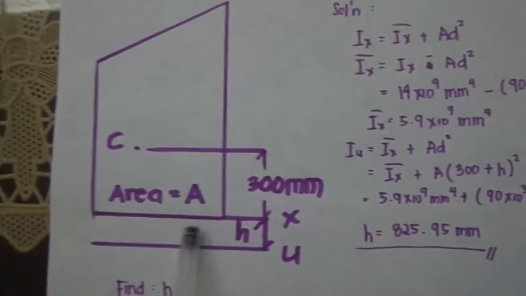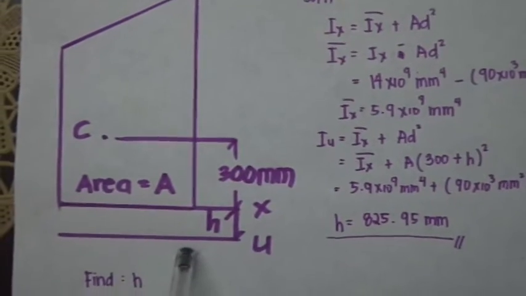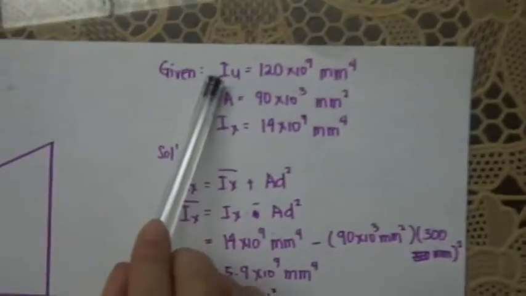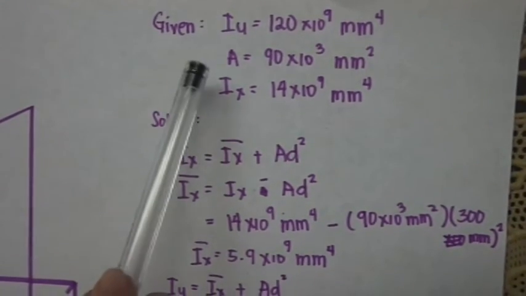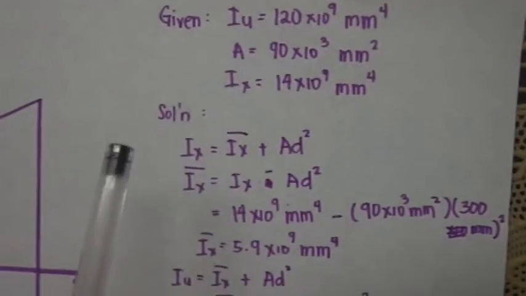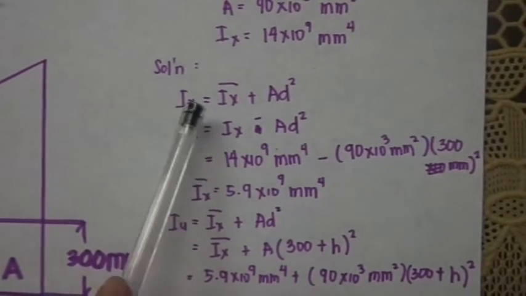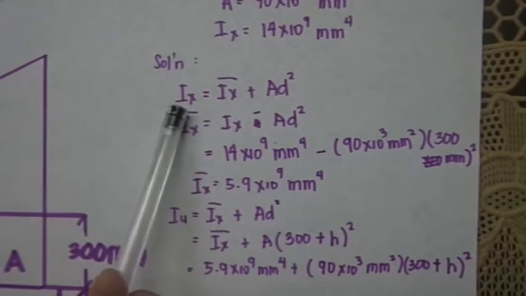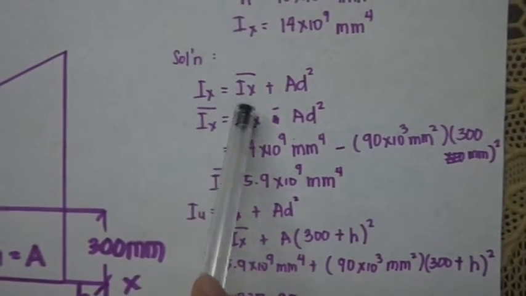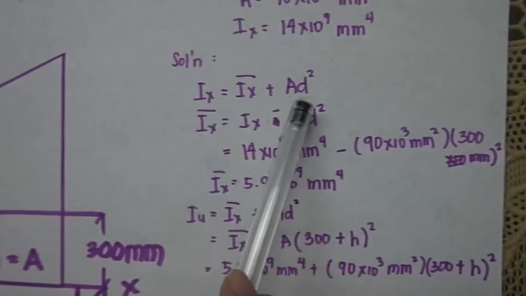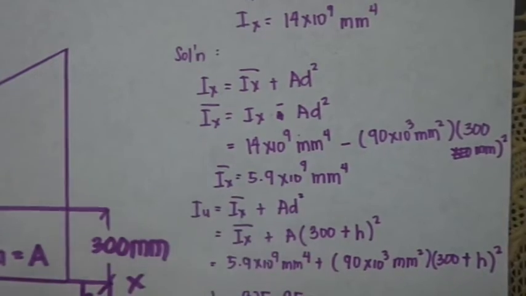Given this problem, you're asked for the h, which is this one. We have a moment of inertia about the u-axis, the moment of inertia about the x-axis, and the area of the figure. We will be using this equation. The moment of inertia about the x-axis is equal to the moment of inertia about the centroidal axis plus the area times the square of the distance of the x-axis to the centroid.